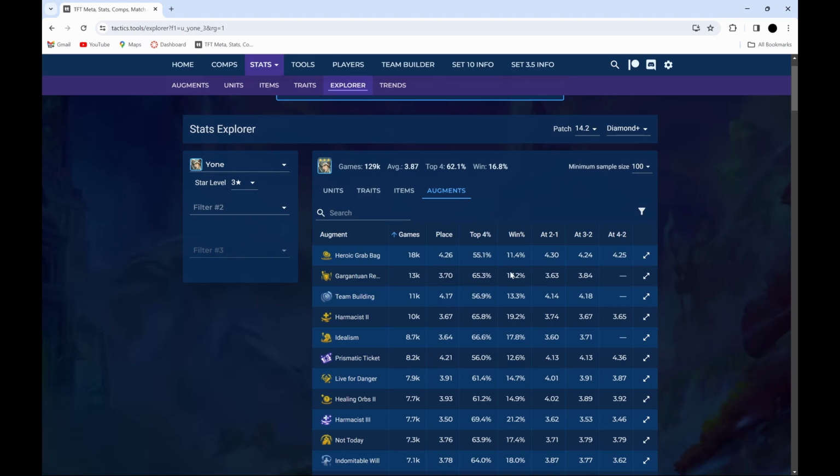The games where we're Yone 2 the whole game, we probably just go 7th or 8th, right? All this filter is actually telling us right now is that if we do end up hitting Yone 3, Harm Assist is a much better option than Hero Grab Bag. So how do we filter this instead?